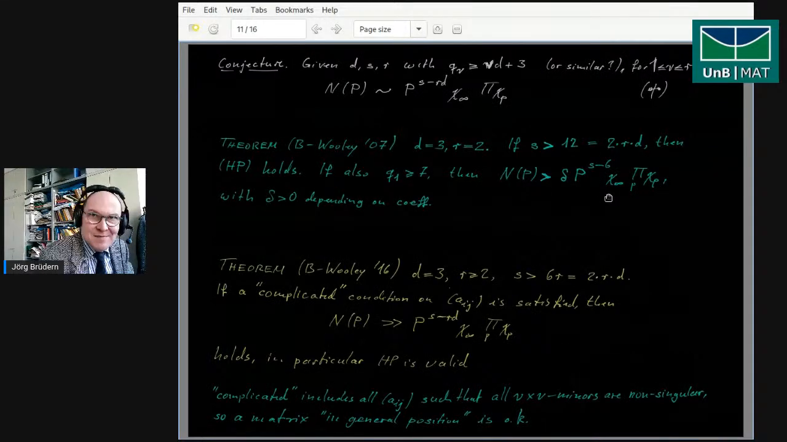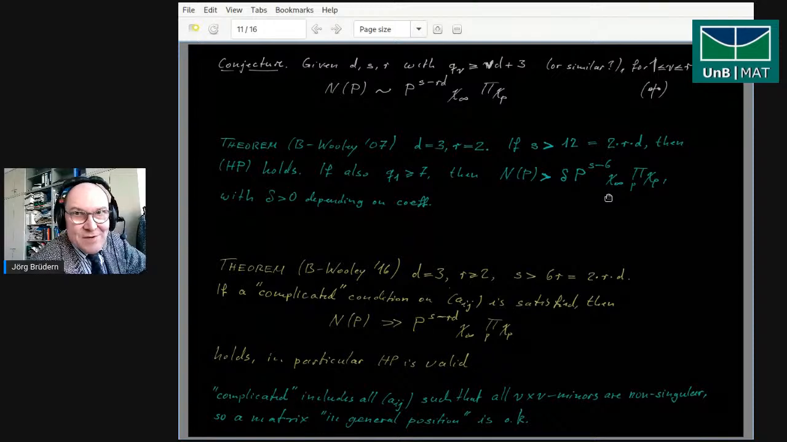So here is the conjecture. Given a degree and a format S times R, assume that the natural rank condition is of the following type: Q nu is nu times D plus 3 or something similar. It's not so important for now. And this has to be true for all the interesting values of nu. So note that when nu is equal to R, Q R is just S, which is why there's no condition on S in here. It's just coded here with nu equal to R. And then N of P should behave as we expect it to happen.